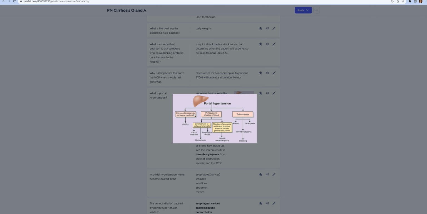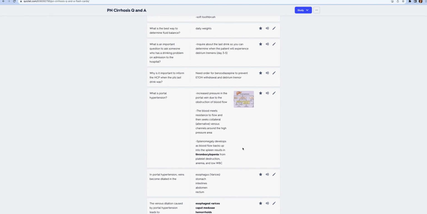So because of that, they're going to end up with ascites. They'll have caput medusae, hemorrhoids, varices, which can kill them if they bleed, hepatic encephalopathy, which we talked about, splenomegaly, which we already talked about, the spleen acting as a Pac-Man.